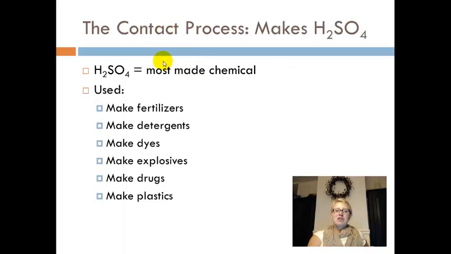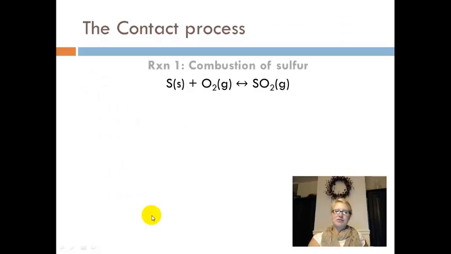Another example of an industrial application is the contact process, and you do need to know these for the IB exam. The contact process makes sulfuric acid. Okay? Sulfuric acid is the most used, or the most made chemical in the world. It's used to make fertilizers, detergents, dyes, explosives, drugs, plastics. And the contact process occurs in a few steps.